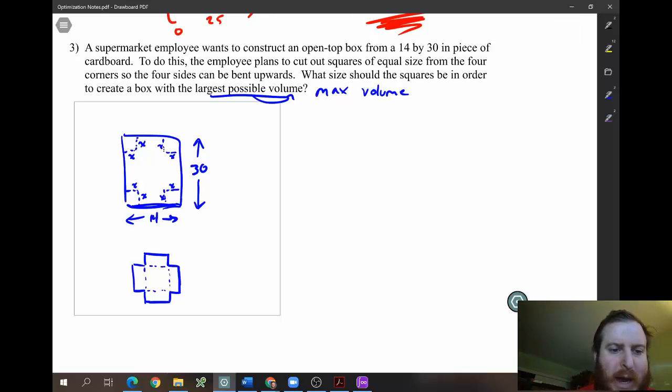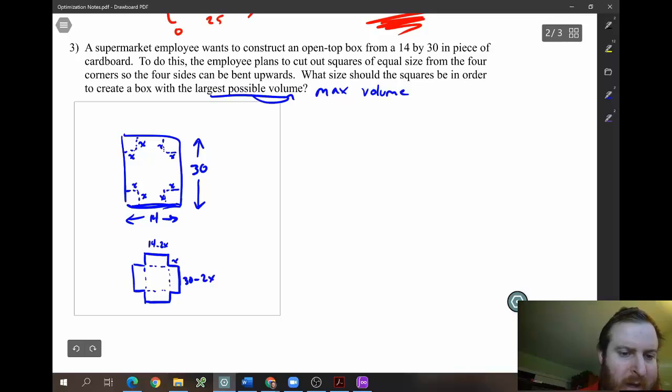So if you can kind of imagine, this side here, this width will turn into 14 minus 2x. And the length will turn into 30 minus 2x, right? Because we're cutting out x. And then the height of the box, right? Because you're folding this up, the height of the box will be x, right? So you kind of visualize it in like 3D. Right, the height of that box became x.